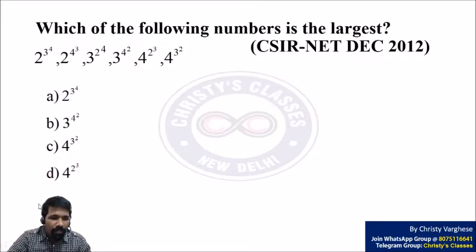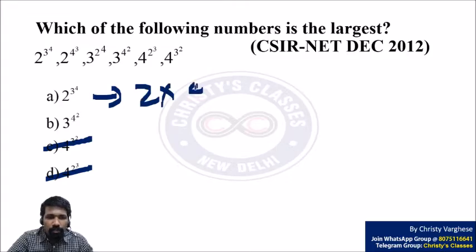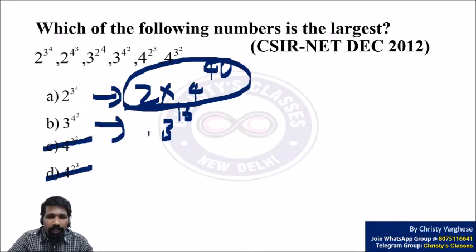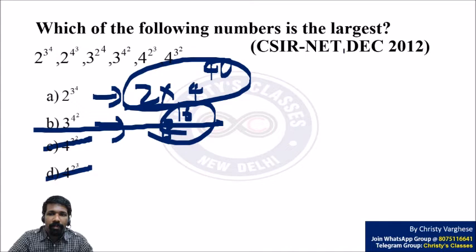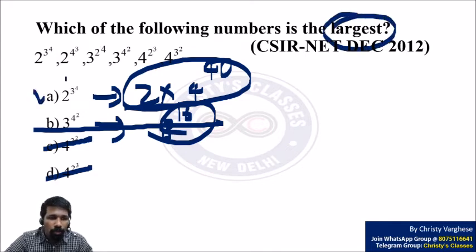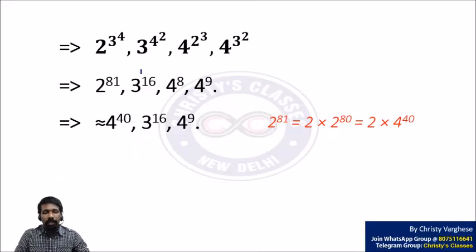We want to find the largest. We already eliminated options C and D. A and B is the only confusion we have. Option A we wrote as 2 times 4 raised to 40. And option B we wrote as 3 raised to 16. As option A is greater, option B can be eliminated. So the largest can only be option A, 2 raised to 3 raised to 4. That is how we found option A as the answer.